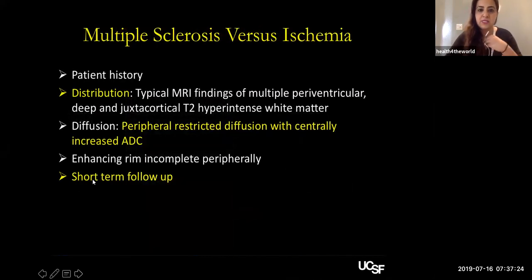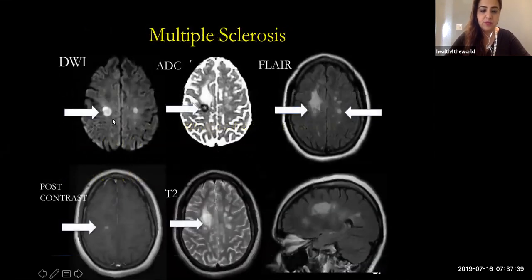Okay, multiple sclerosis is also an important stroke mimic. You'll see multiple white matter changes. The important thing is it can have peripheral restricted diffusion with central increased ADC, and it can have an enhancing rim. Again, follow-up is the best way to look at that.